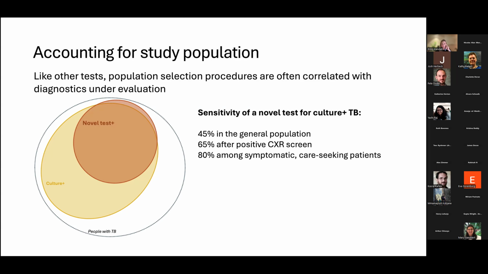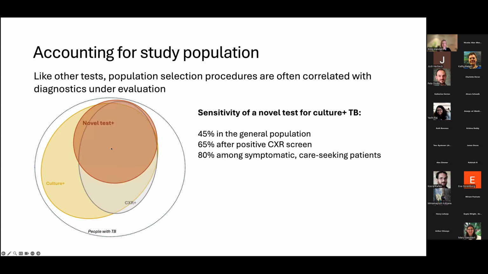Like, for example, if you choose to do a test at a tertiary referral center among people who have been identified as having possible TB, then you're selecting people whose TB, if they have it, is likely to be relatively severe. And this affects how we estimate sensitivities of a test. Here, a hypothetical novel test in this illustration has a 45% sensitivity for culture-positive TB in the general population, meaning that 45% of the yellow area is also inside the orange area.